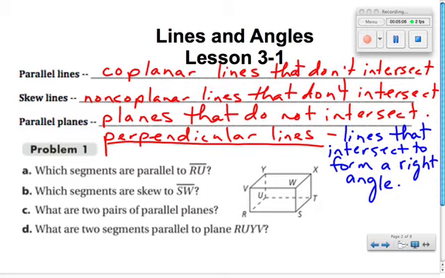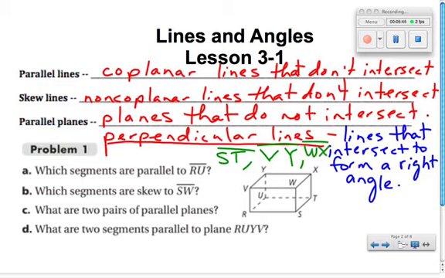So in problem 1, part A, one person please. Sarah. ST. ST is parallel to RU. There's more. Thomas. VY. Say that again? VY. VY, yes. Sorry, it's Trent. Any others? Yes, Grace. WX is also parallel.